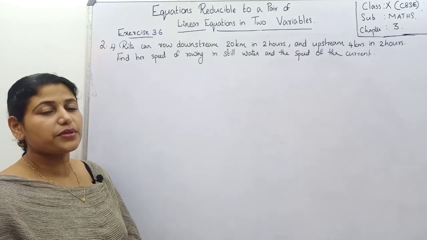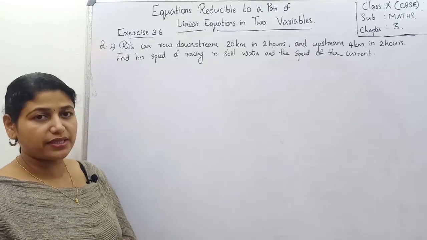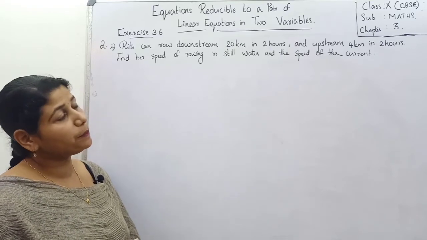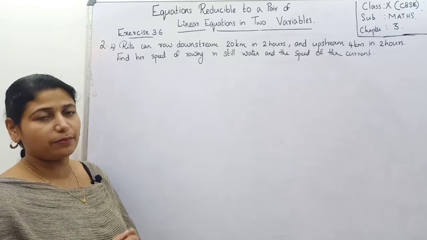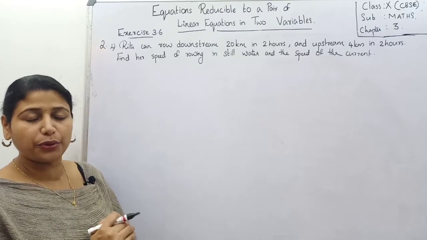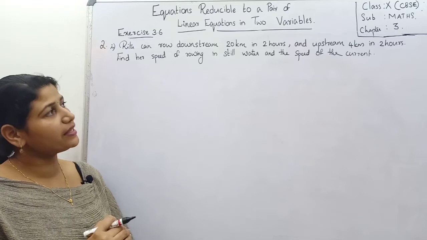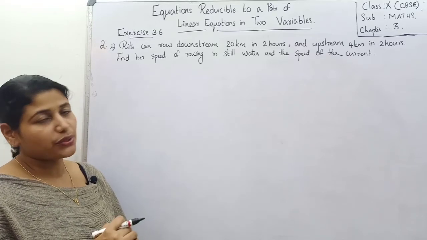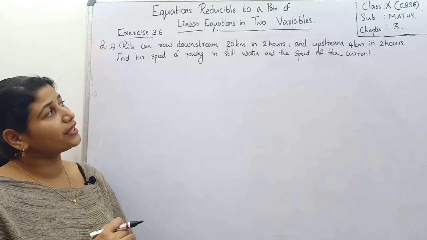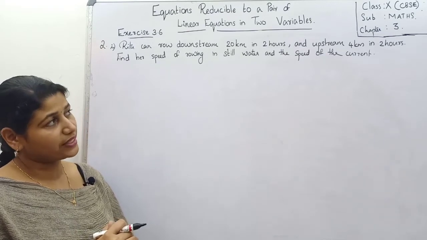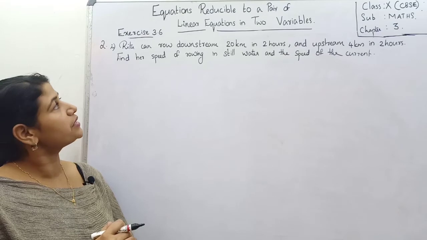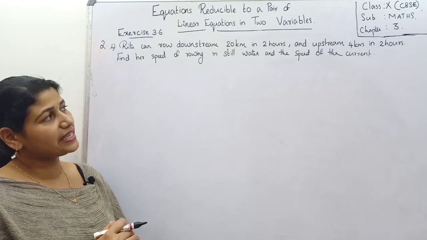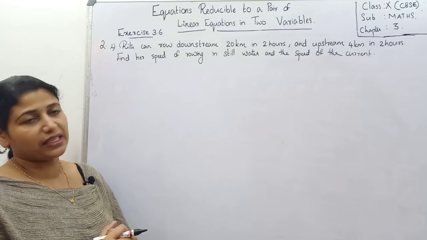Okay. So second question, there are 3 sub-questions. All the 3 questions are word problems. So we have to make the equations first by going through the situations. After making the linear equations, we have to find out the values of the variables. Okay. So here is the first question. Ritu can row downstream 20 km in 2 hours and upstream 4 km in 2 hours. Find her speed of rowing in still water and the speed of the current.